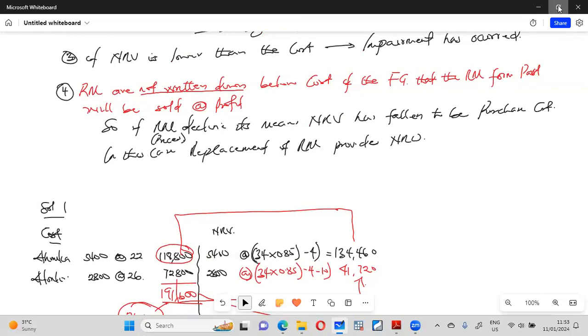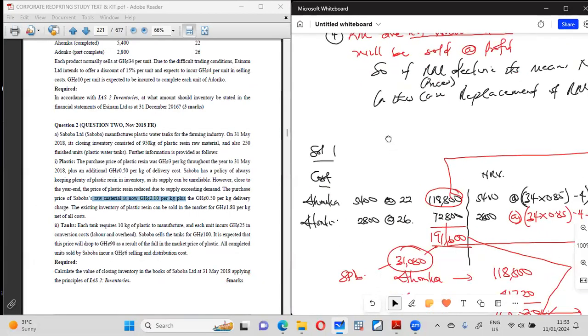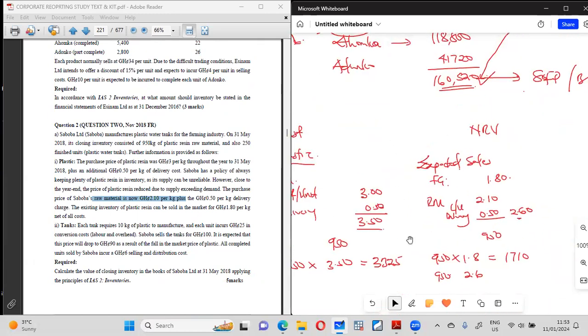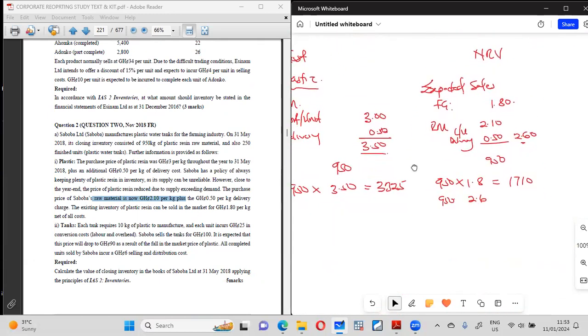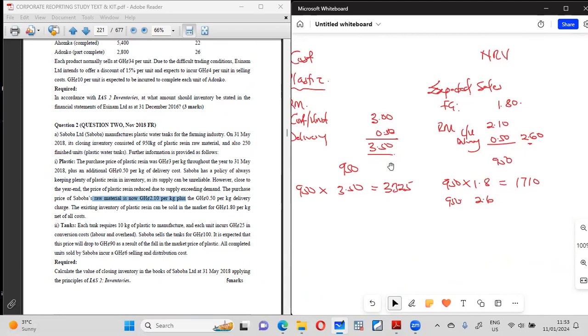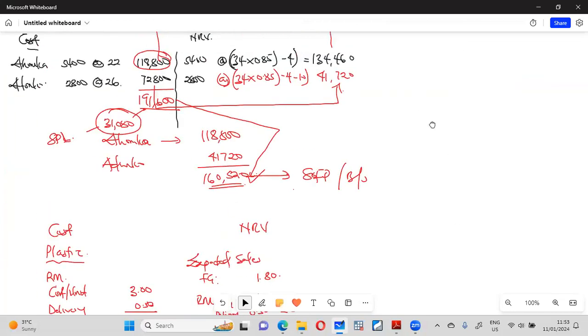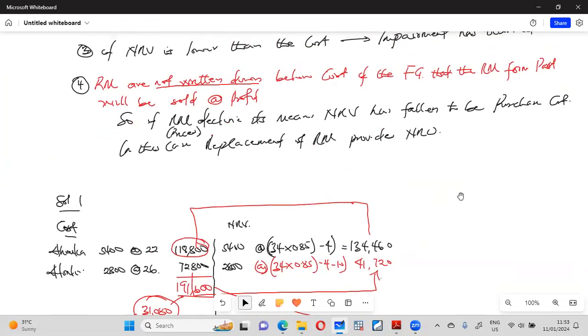So if you are going to replace the raw material, so this is it. The raw material is equal to what? The purchase. Okay, let me go back for you to see. These are principles people elude. All right. So raw materials are not written down below cost. They are not written down below cost if the finished goods that raw material will be sold at will be at a profit. So it's a principle we need to go back and put in that question.